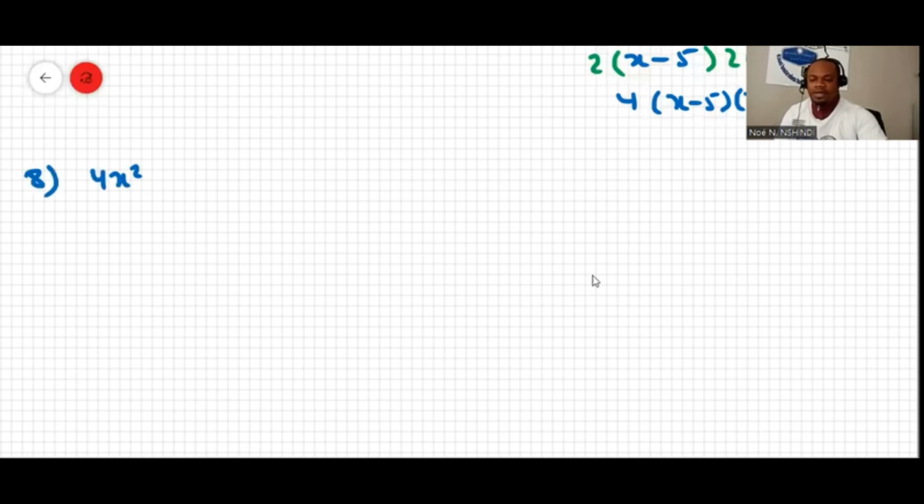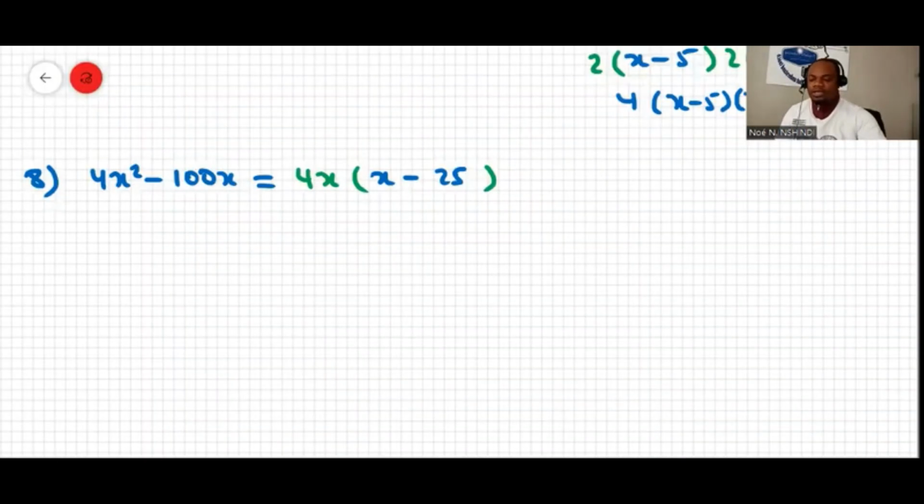4x squared minus 100x. In this case, we can take the common factor between the two terms. We can see it's 4x, okay? 4x is the highest common factor, and then we're left with x minus 25. And then here we cannot simplify further. That's all. Okay.